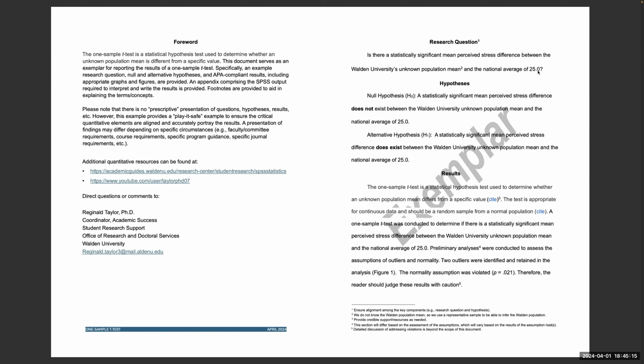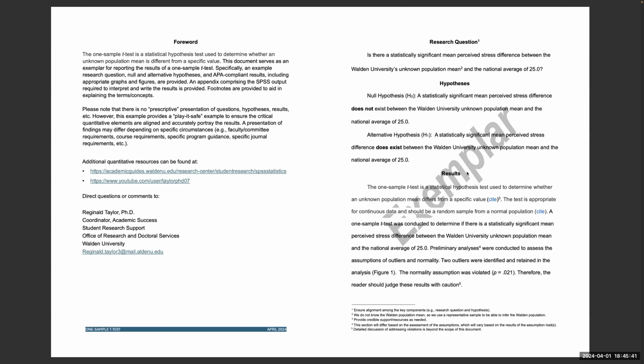Exactly. Now, conceptually, we would be getting a population of Walden students and seeing how much stress we perceive we have against the national online average. So I want you to understand conceptually what your one sample t-test is doing, okay? And so again, we just have the null and the alternative hypothesis: does not exist and does exist.